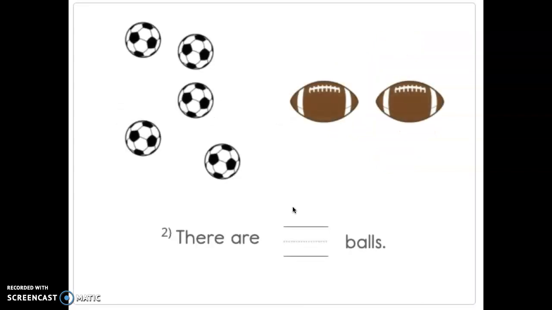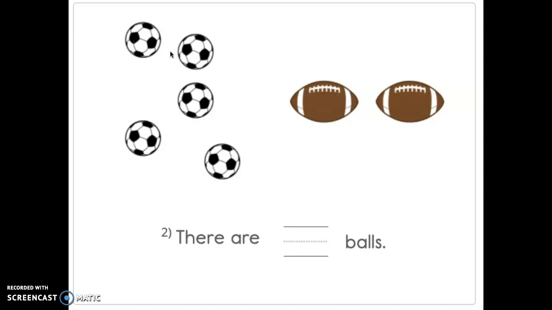Now, you'll notice on this one the images are a little bit more scattered. They're not quite as neat and orderly versus the footballs that are next to each other and very easy to keep track of. So one of the things we talked about with scattered images is making sure you don't double count anything. And you can do that in a couple different ways.